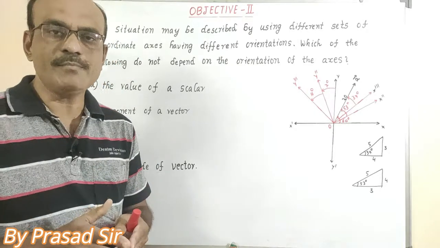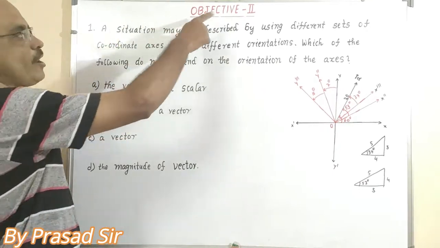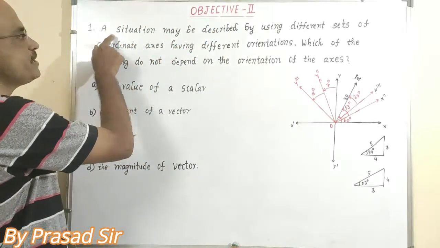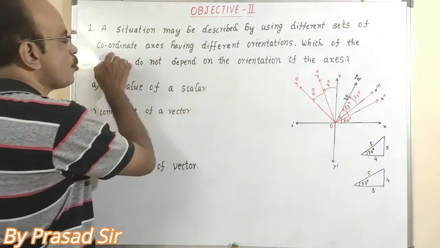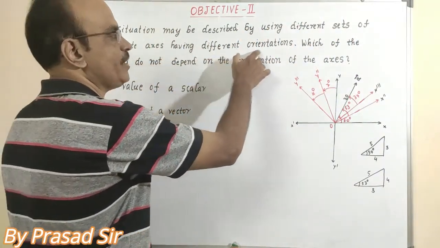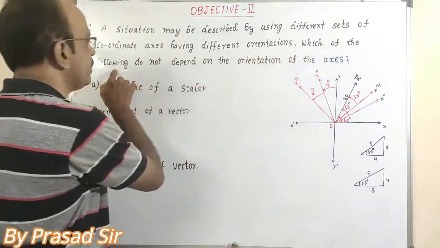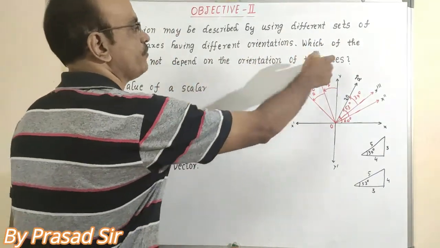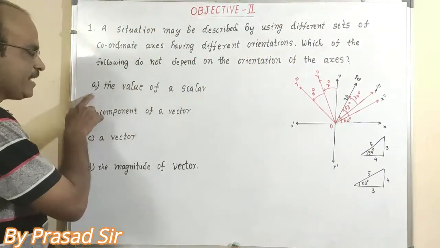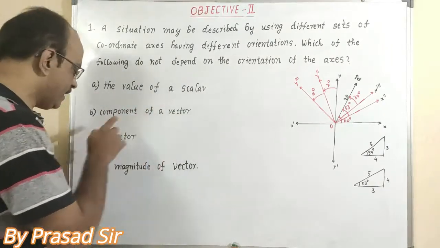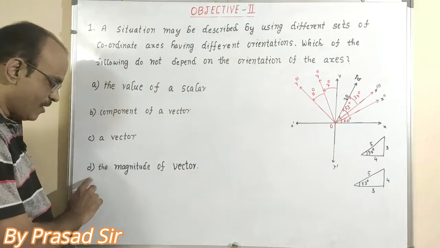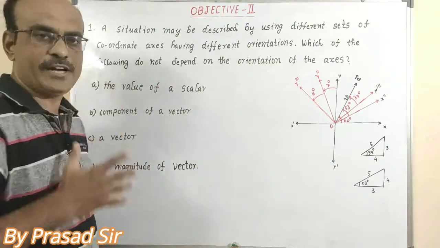Here, question number 1 in objective 2. A situation may be described by using different sets of coordinate axes having different orientations. Which of the following do not depend on the orientation of the axis? Option A, the value of a scalar. Option B, component of a vector. Option C, a vector. Option D, the magnitude of a vector.